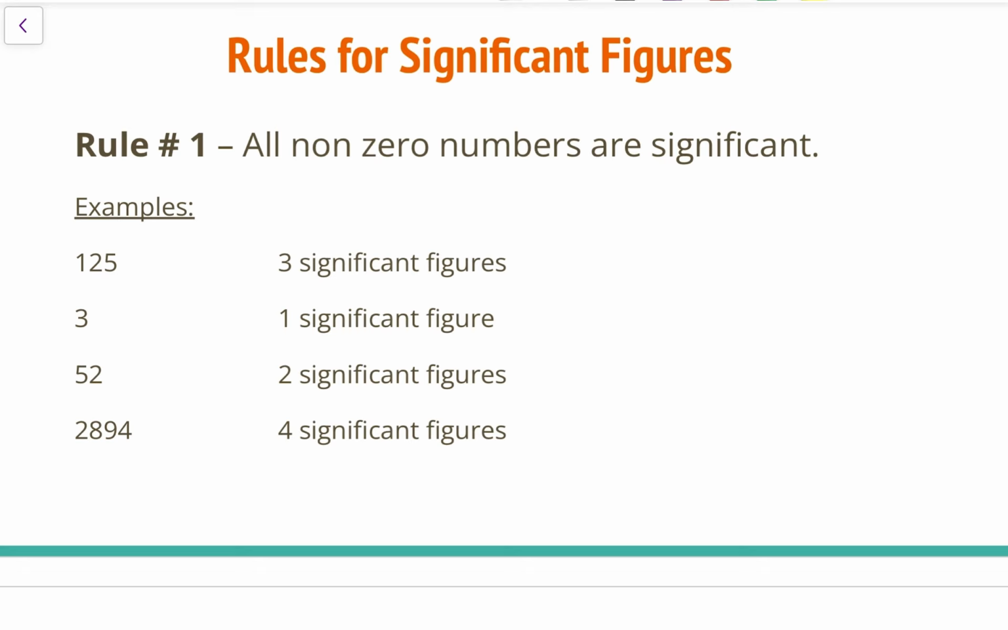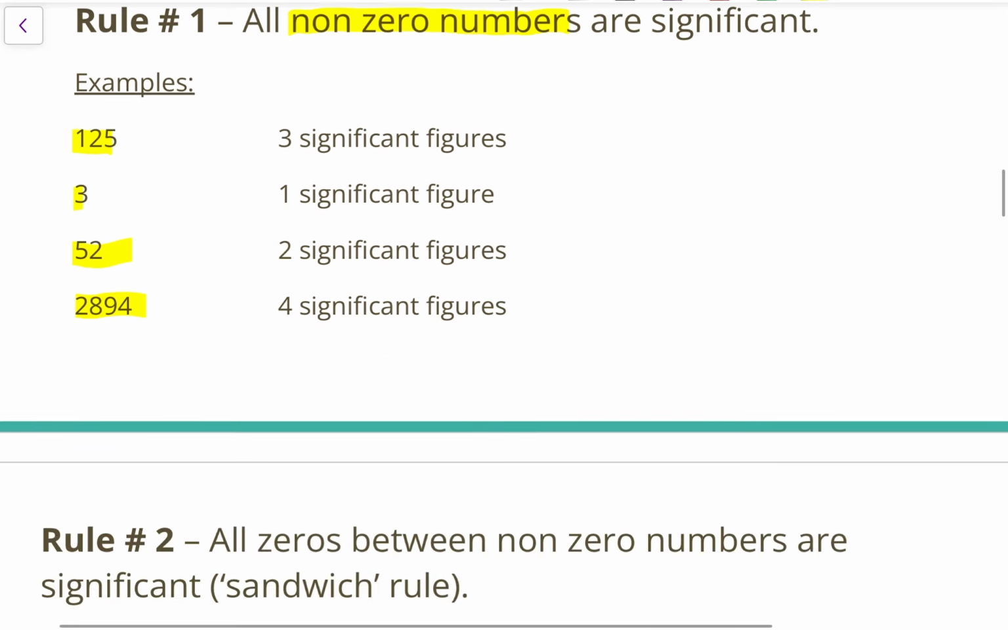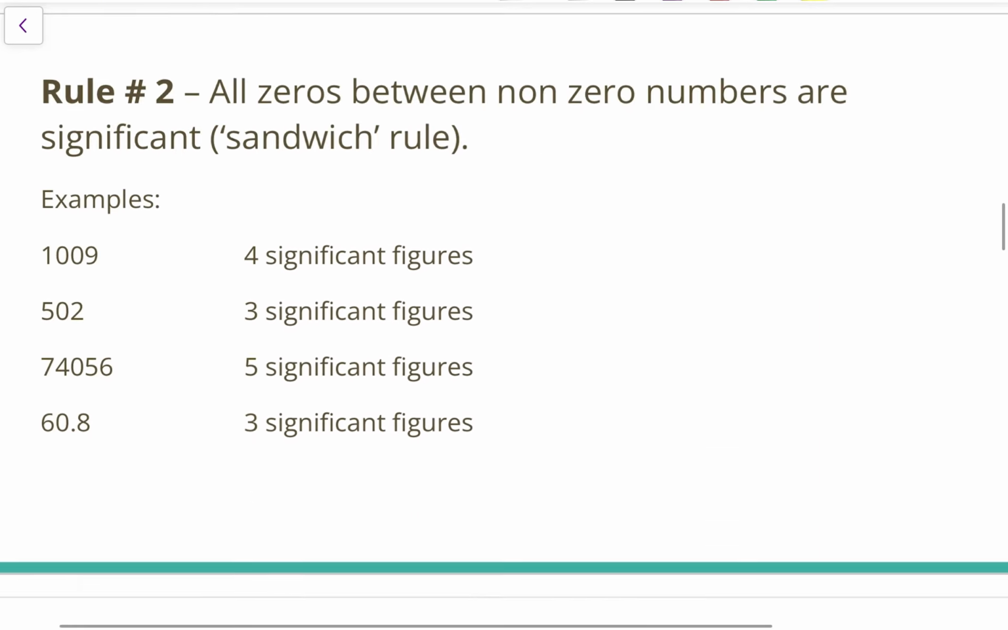So a number like 125, that's got 3 significant figures. The 1, the 2, the 5, they all count. A single digit number has got 1 significant figure. A 2-digit number has got 2 significant figures. A 4-digit number has 4 significant figures. If it's a non-zero, then when you're counting it, it's a significant figure. It gets a little bit dicey when there's zeros.